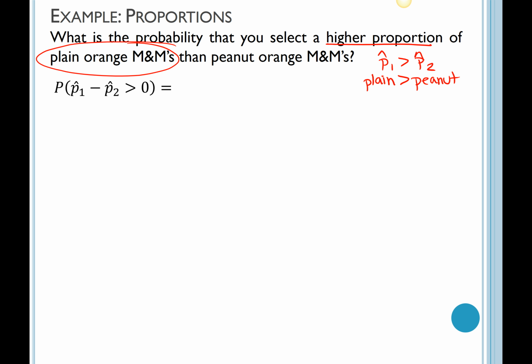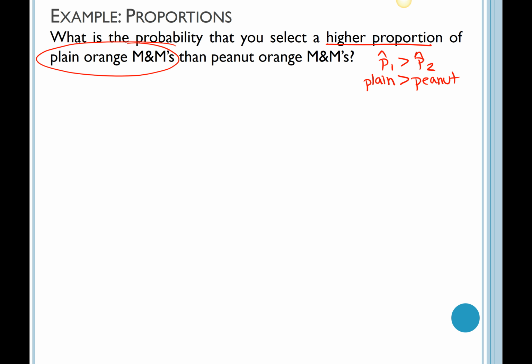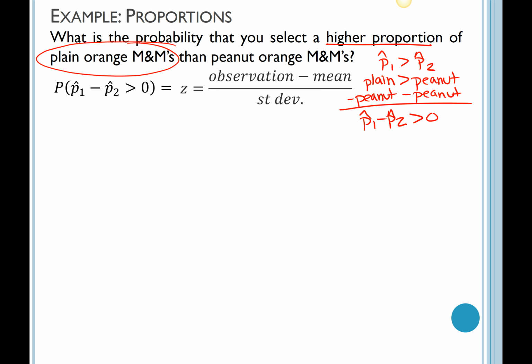Now earlier, on the previous slide, we were talking about the difference between p hat 1 and p hat 2, so we were simply subtracting there. Here we can do that if we subtract peanut to the opposite side of that inequality. That gives us p hat 1 minus p hat 2, because p hat 2 is represented by peanut. So we're basically asking, what's the probability that the difference is greater than 0?